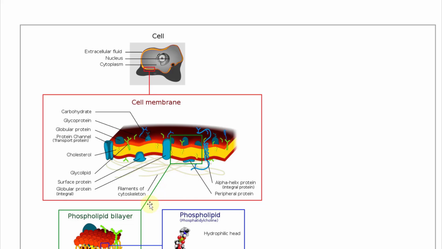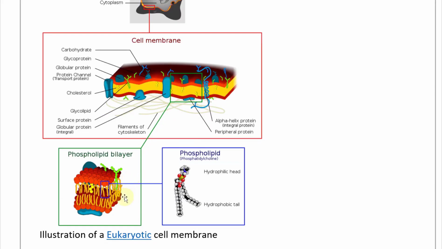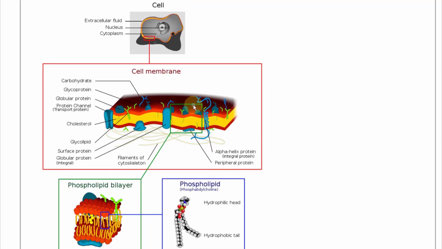And then over here, this was zooming in to get the phospholipid bilayer, and there's a phospholipid, phosphatidylcholine. Let's try that again. Phosphatidylcholine. Yeah, so anyways, this next one's alpha helix protein.